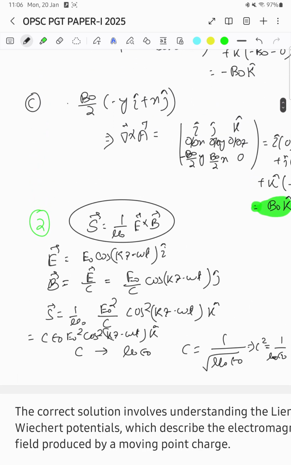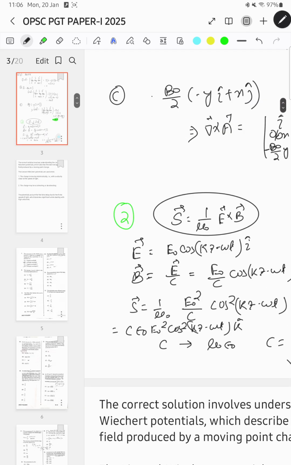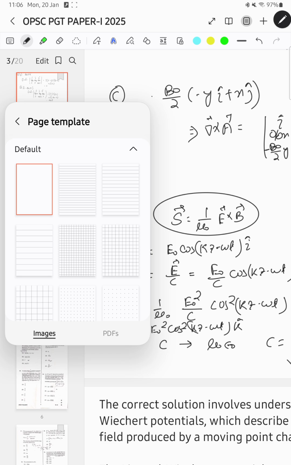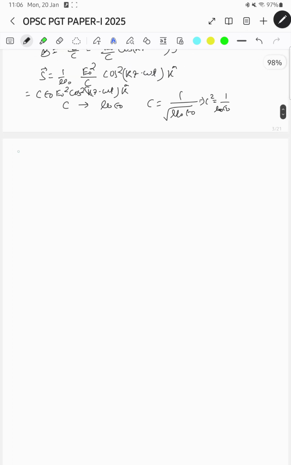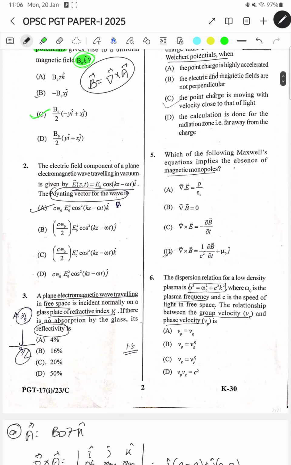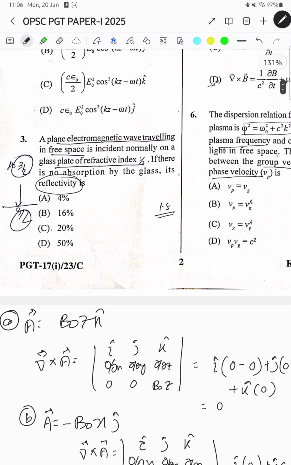Question number 3 is talking about, let me add a page. Okay, in question number 3, if you see, it is asking: a plane electromagnetic wave traveling in free space is incident normally on a glass plate of refractive index 3 by 2. If there is no absorption by the glass, its reflectivity is how much?